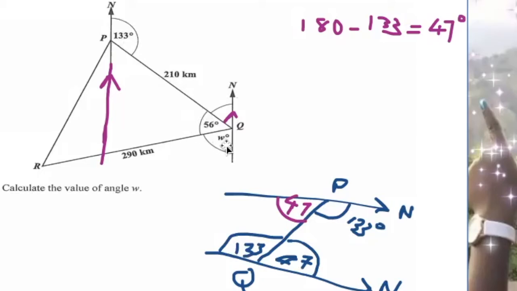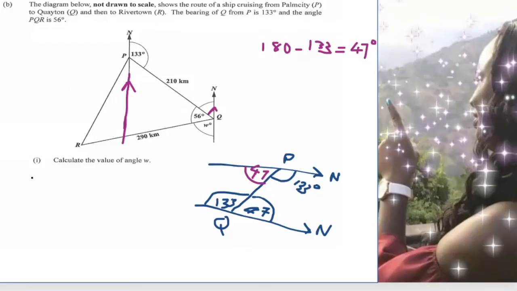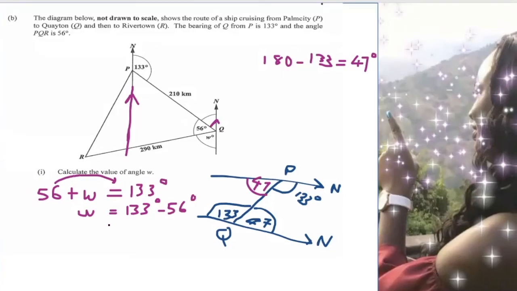So it means 56 plus W should be 133. So this information, I know that 56 plus W must be equal to 133 degrees. So to find out what W is, I carry the 56 over the equal sign. So W is equal to 133 minus 56 degrees. So subtracting this, that means W is equal to 77 degrees.